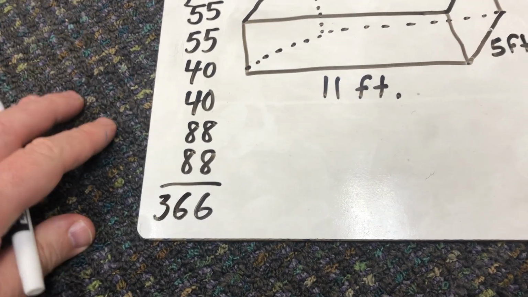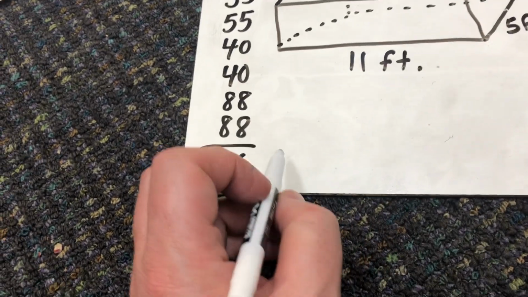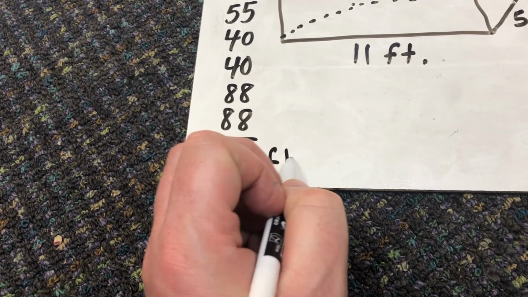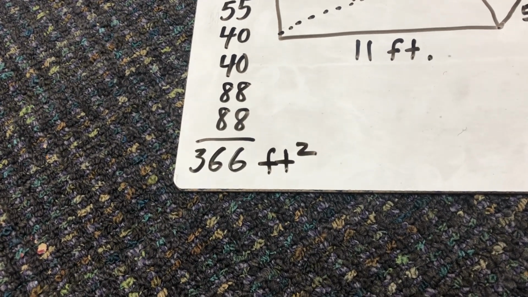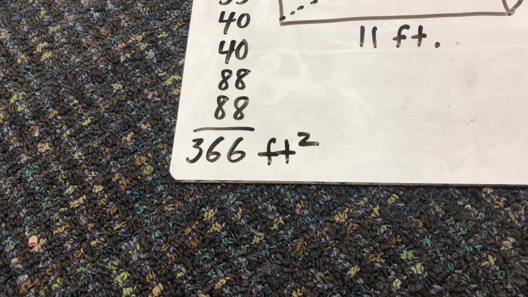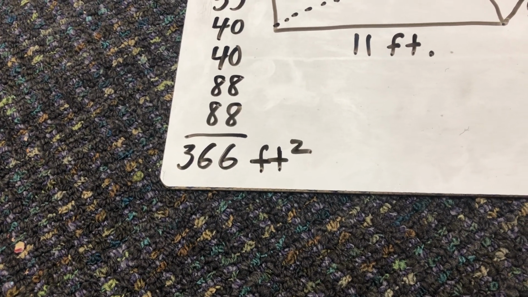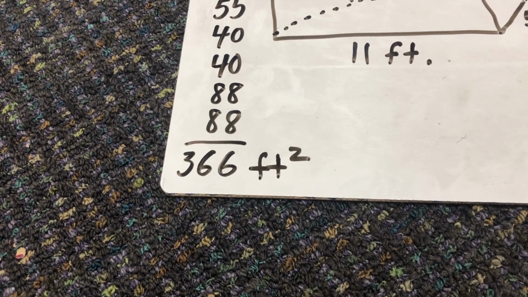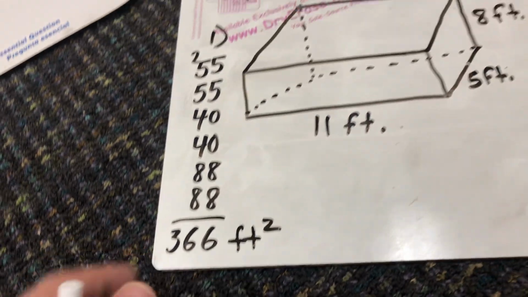And since we're talking about area, even though it's surface area, everything is square units. You'll remember that area is always square units. Okay? 366 square feet. We were talking about earlier this chapter, areas of different things. Area is always square. 366 square feet.